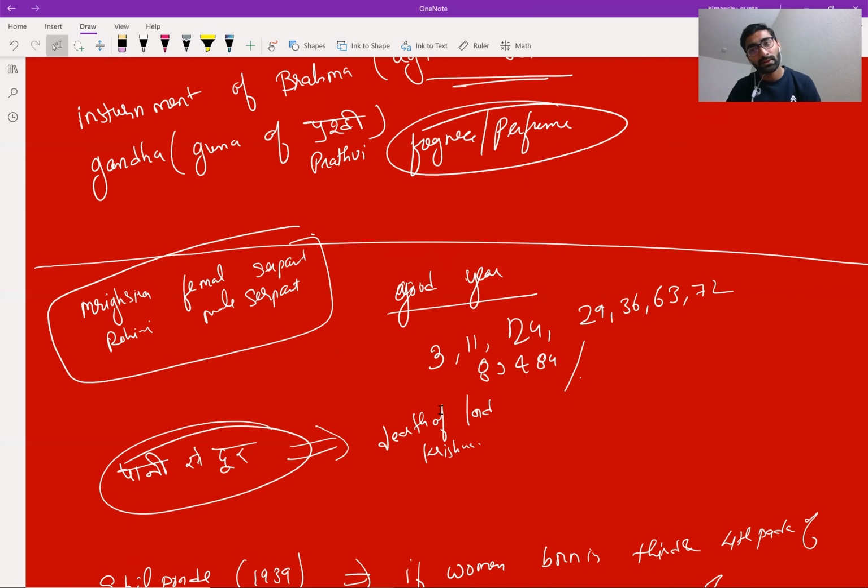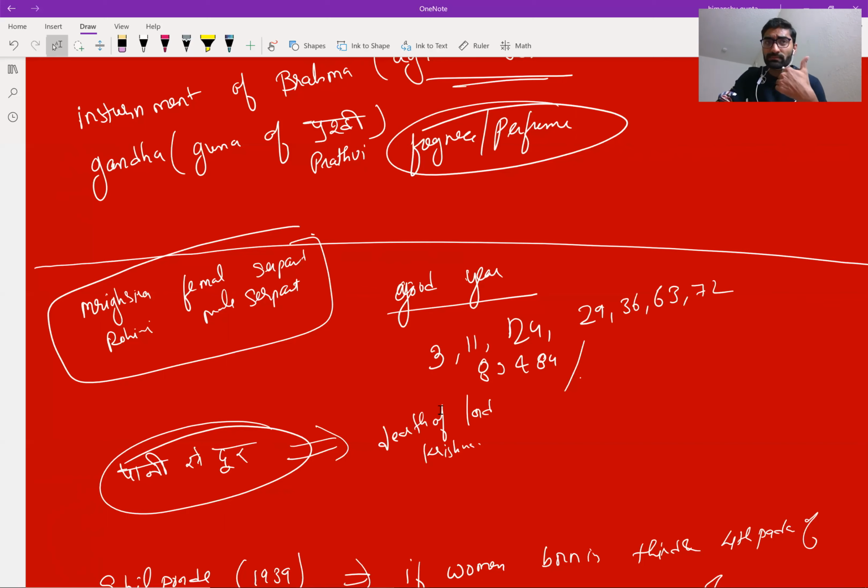Because Mrigashira is the next nakshatra to Rohini, and from Mrigashira it's the ninth nakshatra. So if we see the Tara Bala, then both are really good to one another. This is one of the good trends as far as compatibility is concerned. Apart from that, the good years are 3, 11, 24, 29, 36, 63, 72, 83, and 84 for Rohini people.